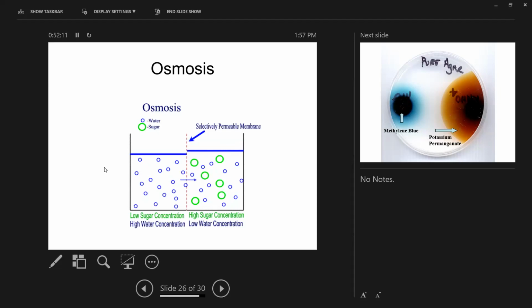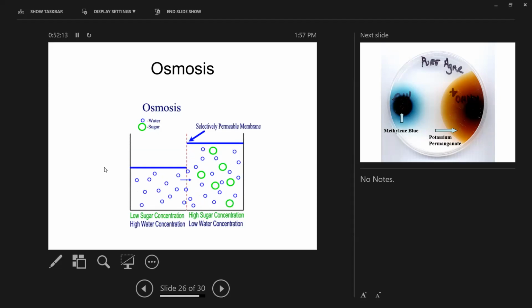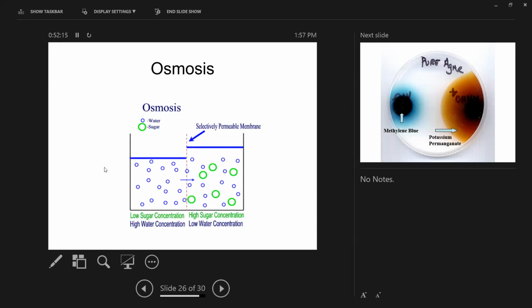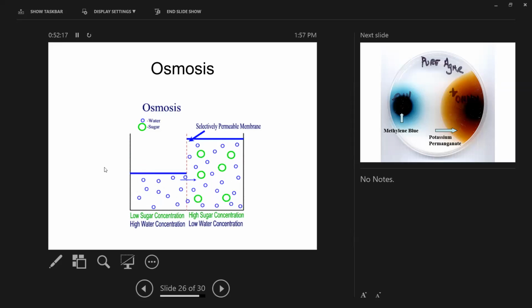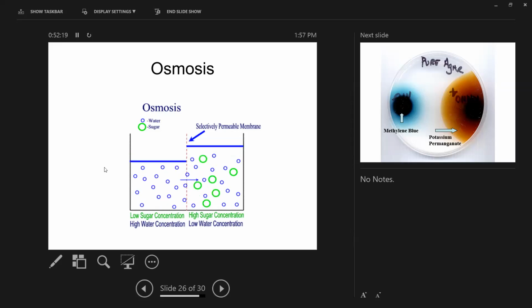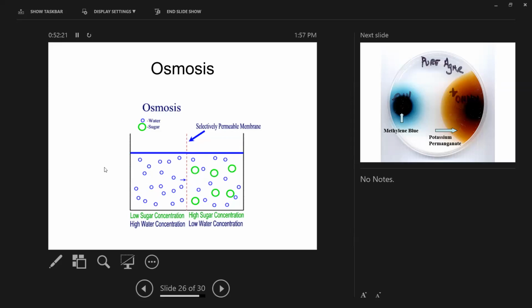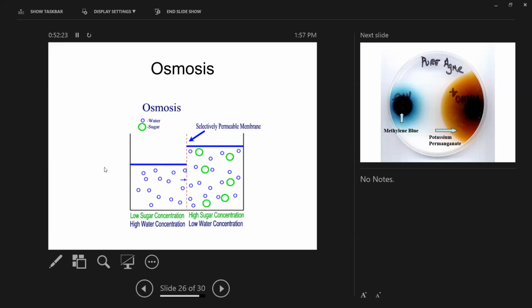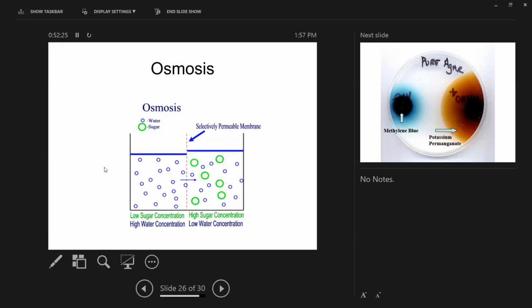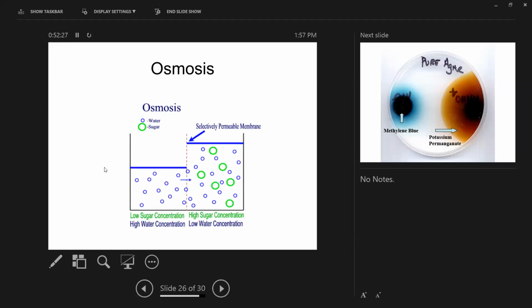And that's what osmosis is. It's a passive process. It's a type of diffusion, but it's a passive process, always going from the high water to the low water. If you have a question about that, always look at the percentages of the solution.